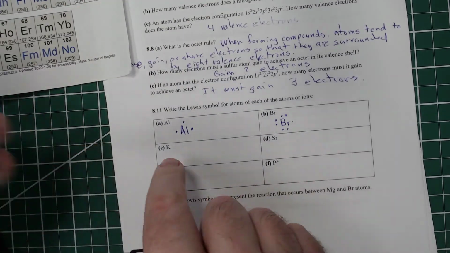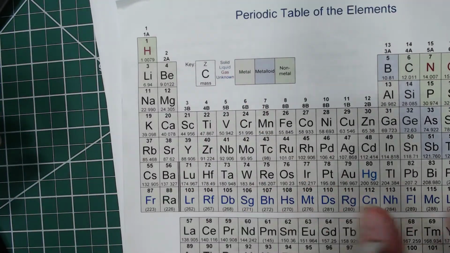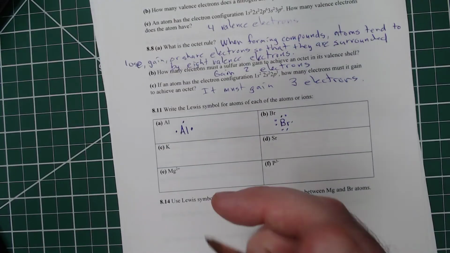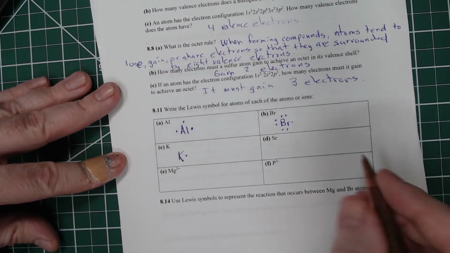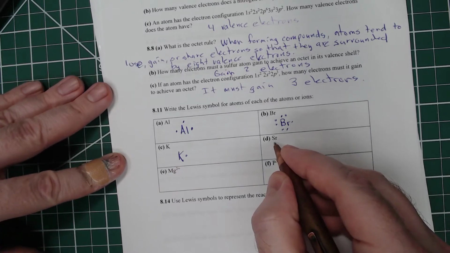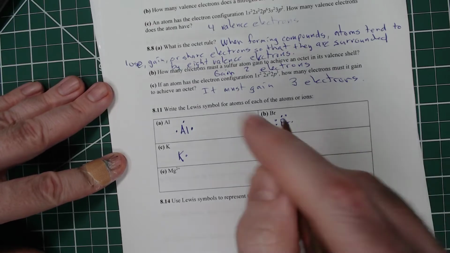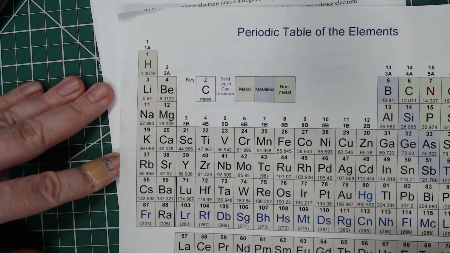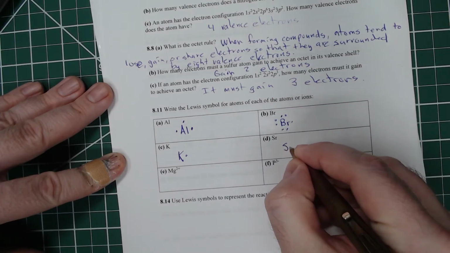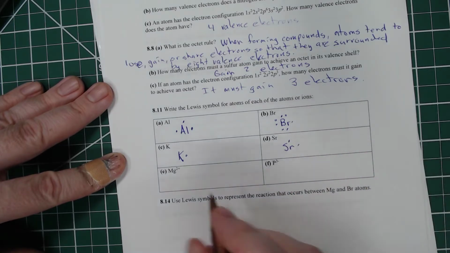Potassium, that's an alkali metal. It's in group 1, so it's going to have 1 valence electron. So we'll put K with a single dot. And then here is strontium. Strontium is in group 2, but I'll show you where. There's strontium in group 2. Since it's in group 2, we'll put 2 dots. So Sr with two dots.